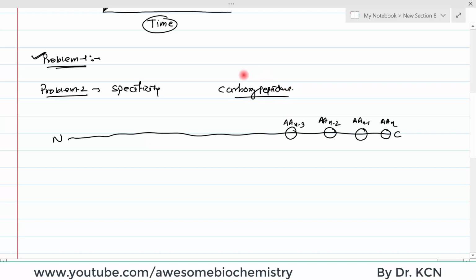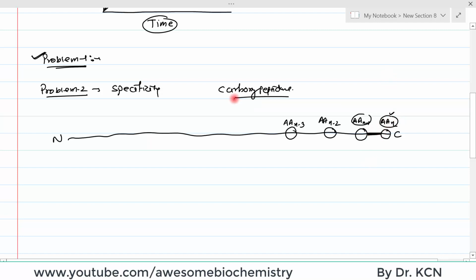we know that carboxypeptidase removes this amino acid first. How is it removed? It is removed by breaking down this peptide bond. Now, as you can see, while removing this amino acid N, this peptide bond must be broken down, and in this peptide bond formation, two amino acids are participating. So, amino acid N minus 1 and amino acid N both make up this peptide bond.